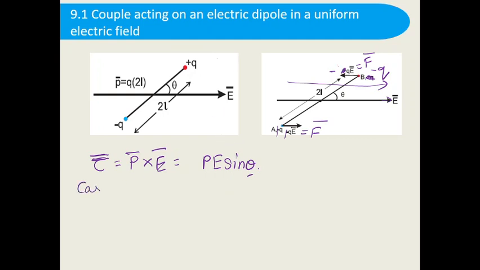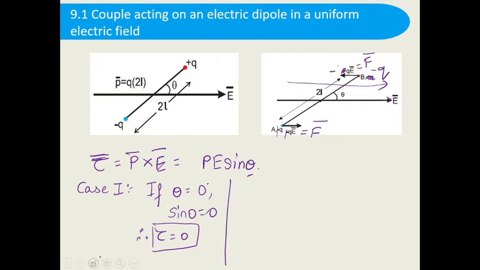Case one is if theta is equal to 0 degree. If theta is equal to 0, how much is sin 0? Sin 0 is 0. Therefore the torque will be equal to 0, that means no couple is acting. No couple acting means there will be no rotational motion.